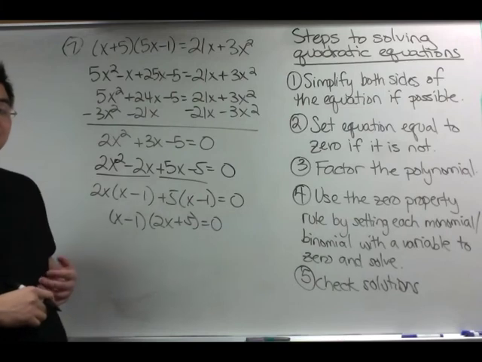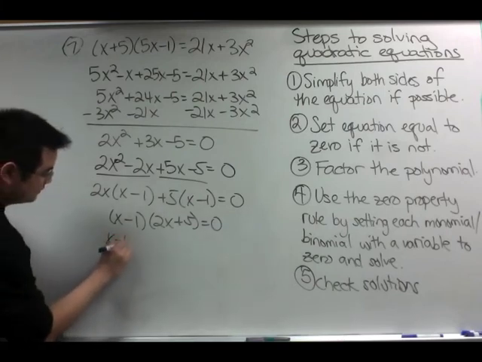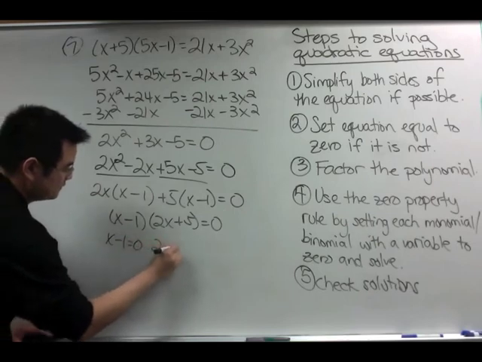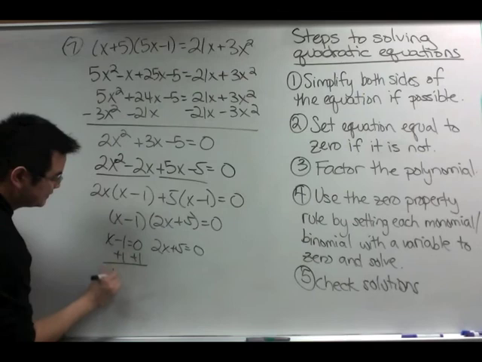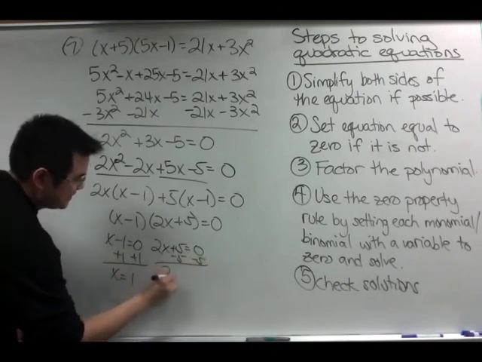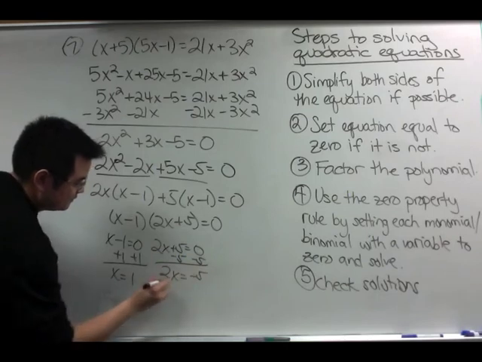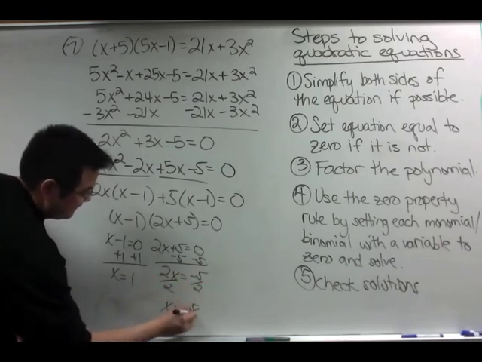Now that we have completely factored the polynomial, we're going to use the zero product property. We will get x is equal to 1. And then here's a two-step equation. And x is equal to negative 5/2.